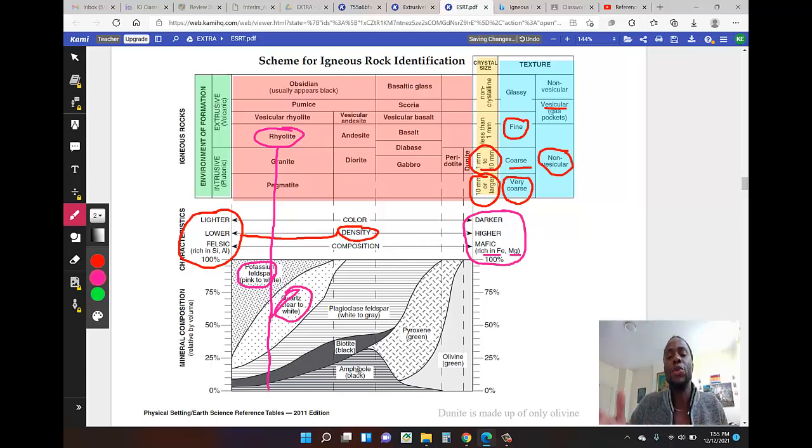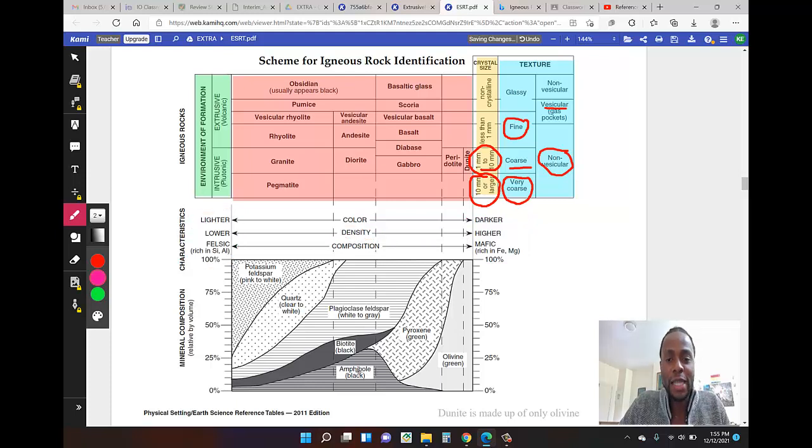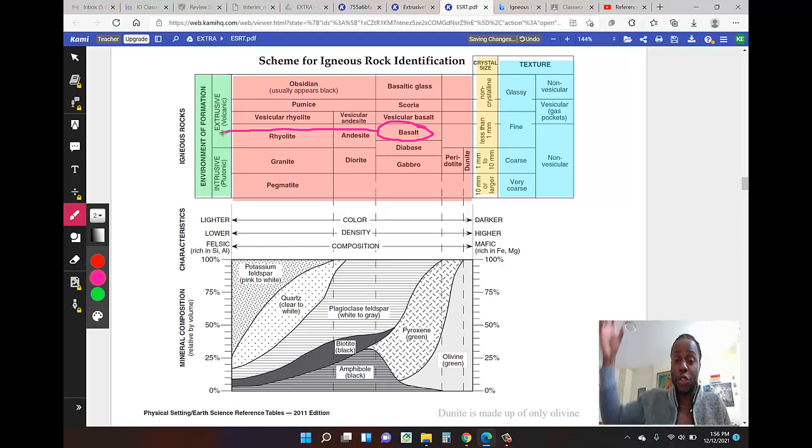So this is how you're going to be using this Earth Science Reference Table in answering different Regents questions. All right, let's make it easier. Let's take another example. Let's take a popular rock such as basalt. Basalt right here. We can see here that it was formed in the extrusive environment, which means basalt made it to the Earth's surface.